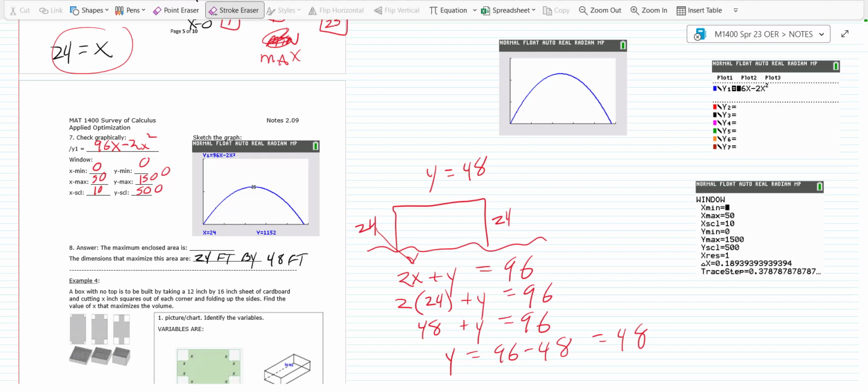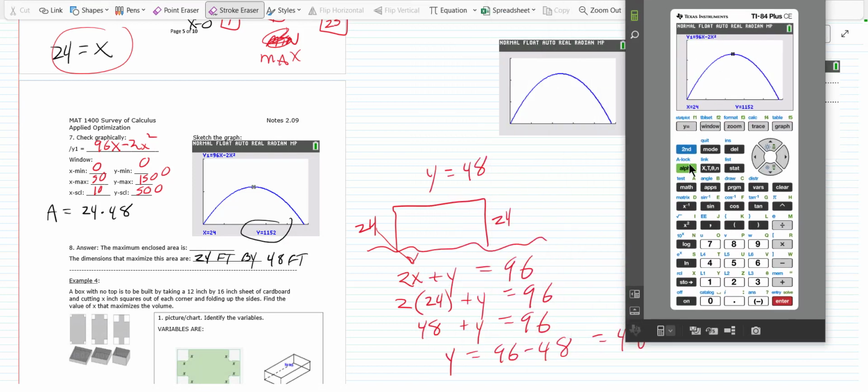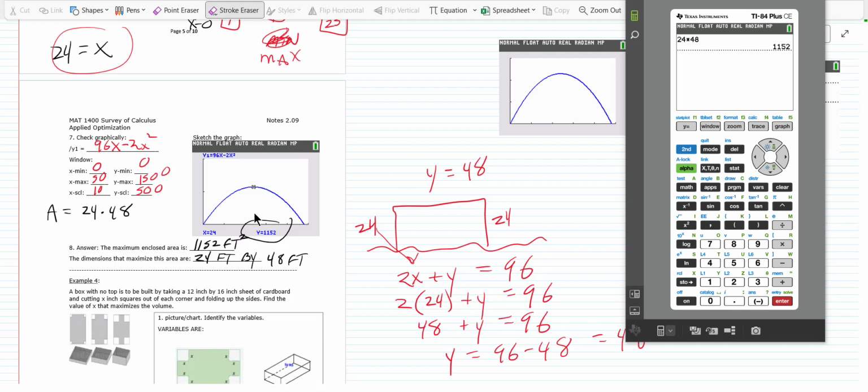And then what you'd have to do is do the area. So the area is what comes out on your calculator. If you do the area, you're just going to do 24 times 48, because it's length times width. And that'll give you what that maximum area is. That's 1152. So you'd have 1152 square feet would be your answer to that problem for the maximum area.